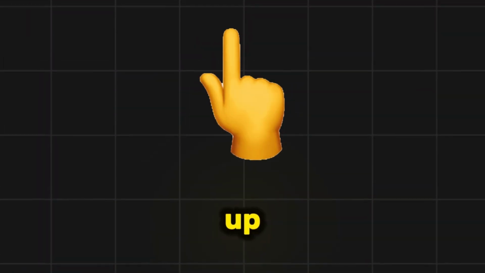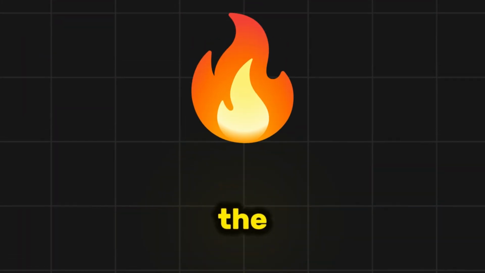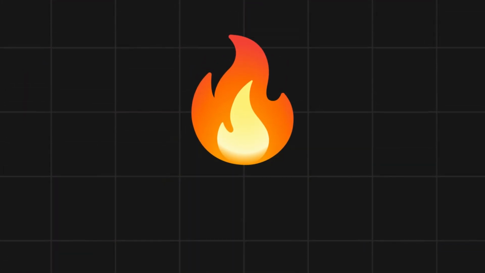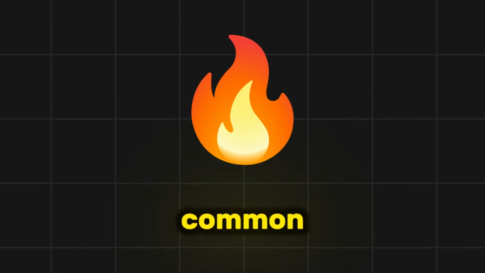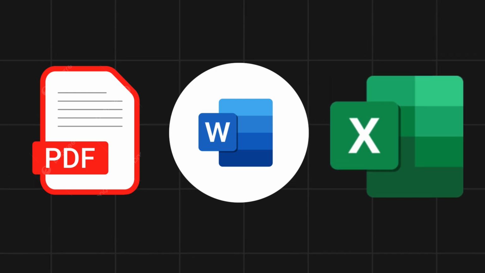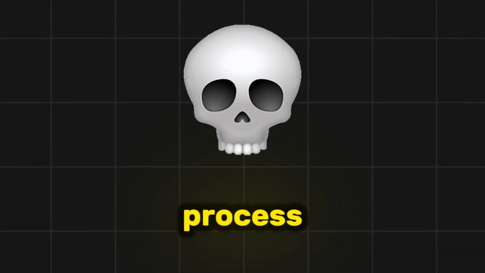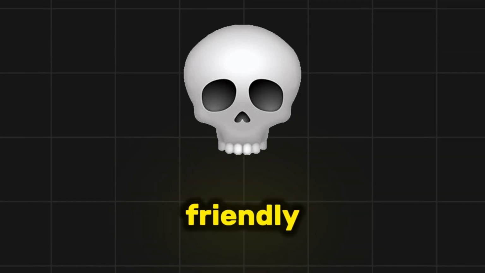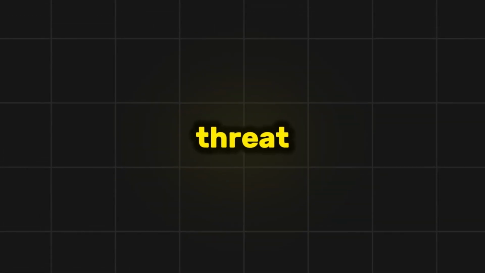The index pointing up emoji uploads a file to the victim's device. The fire emoji tells the malware to find and send all files matching a predefined list of extensions. This includes common file types like PDFs, Word documents, and Excel spreadsheets. And if the attackers want to cover their tracks, they can use the skull emoji to terminate the malware process. It's a bizarrely user-friendly interface for something so malicious. But don't let the cute emojis fool you. This is a severe threat.